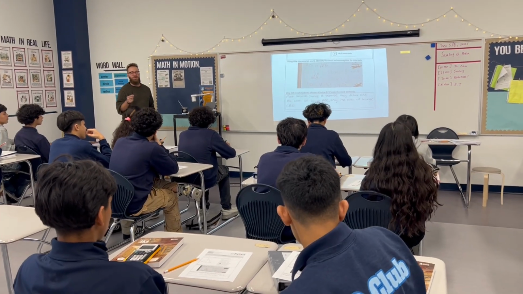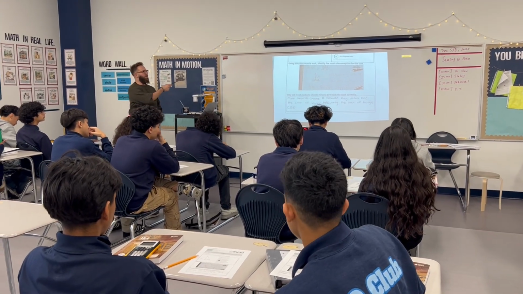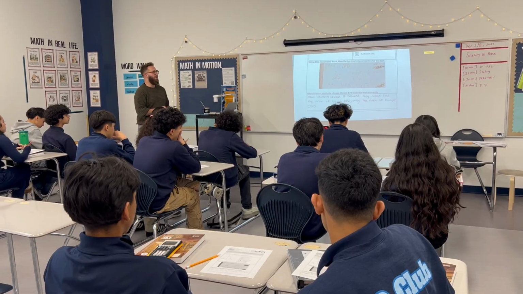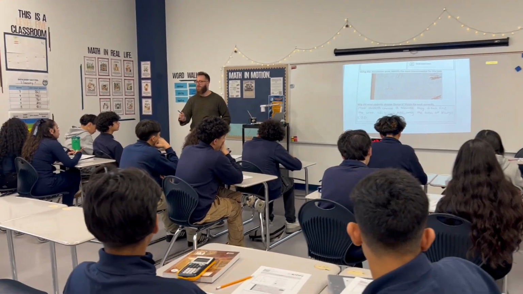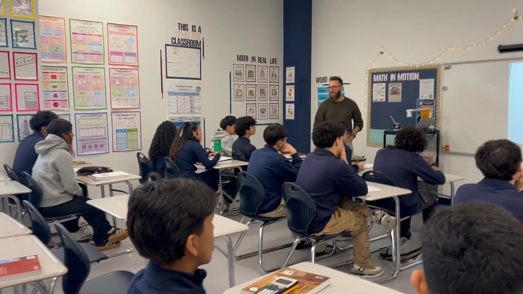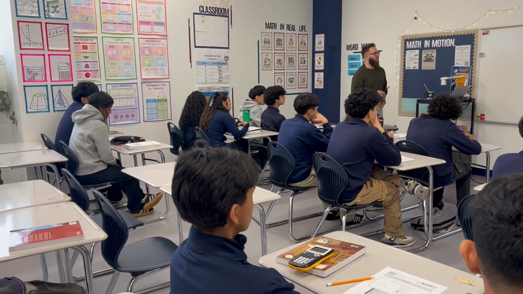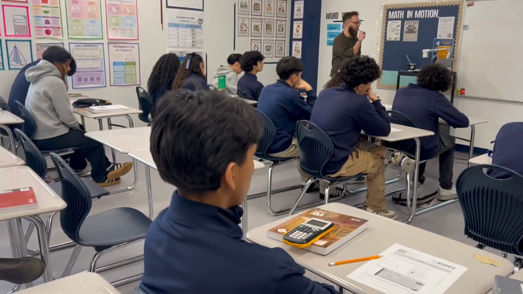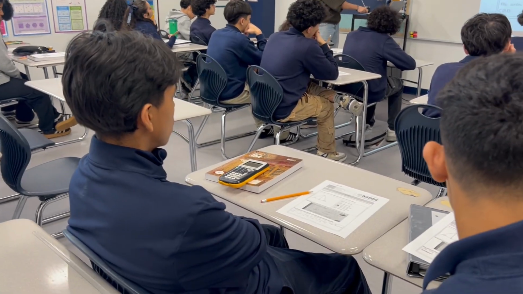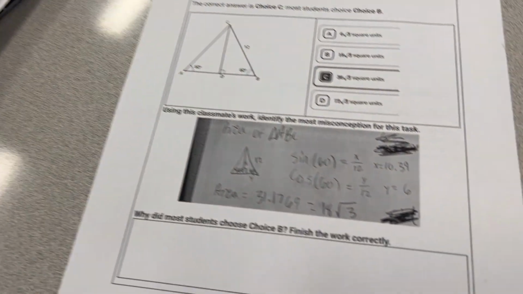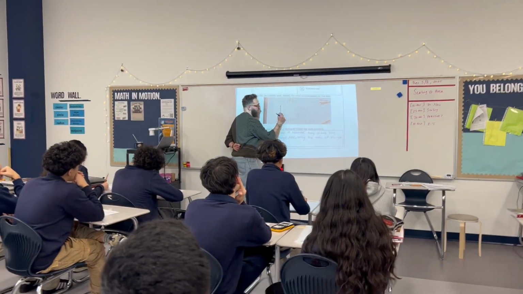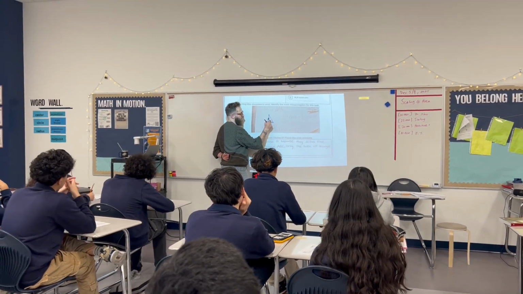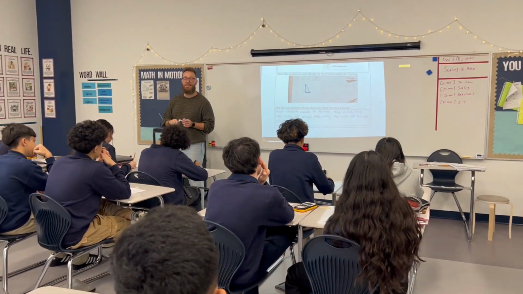Thank you, Sydney. Thank you, Anthony. Mia, can you read your answer? Why did most students choose choice B? And what would the student need to do in order to complete the question correctly? Go ahead. Most students chose B because they couldn't find the area of triangle ABC and the area of triangle CB. Agree, disagree? How do you know? How do you know from this student's work that the student only found the area of triangle CBD?